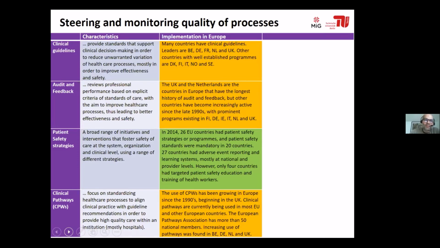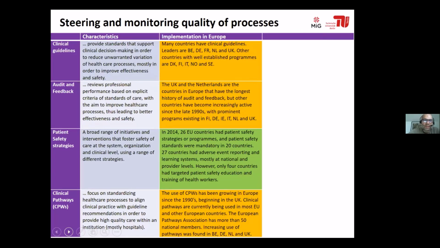We have audit and feedback, and again we see activity in many countries. In some countries it's well developed activity. In other countries, at least, it's not as developed, possibly also only not as visible. Then we have patient safety strategies, and we have marked this in green here because we know that basically all EU countries have patient safety strategies, and in 20 of the EU countries, it's even mandatory.